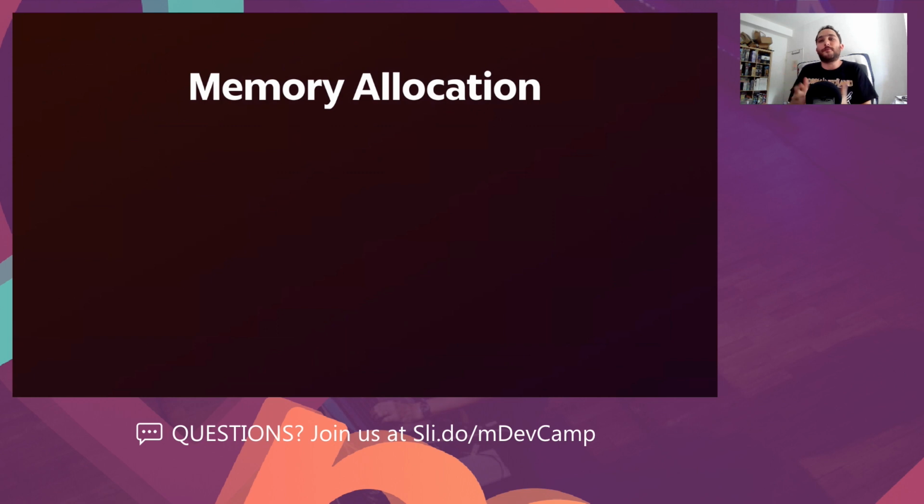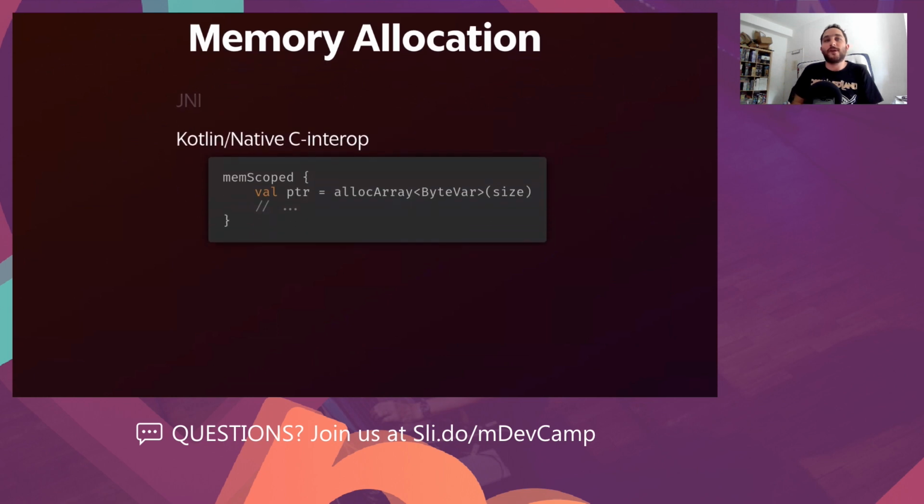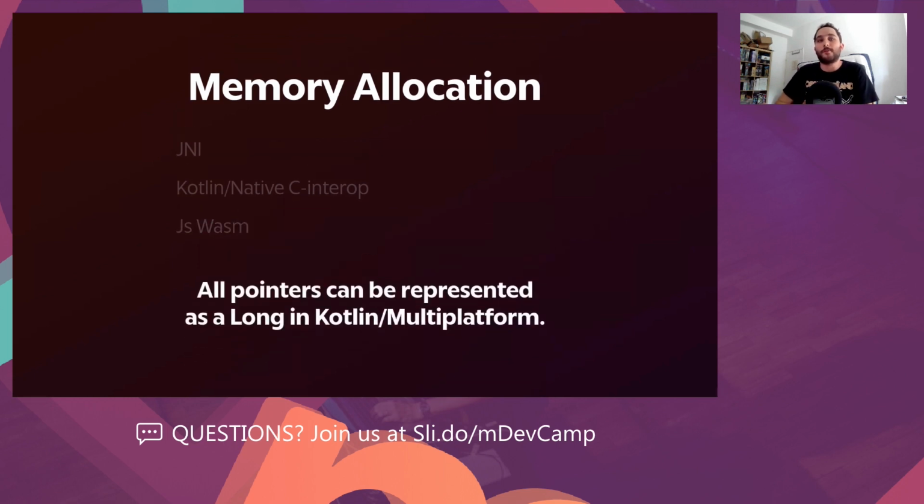Memory allocation is another problem. You do that on the JNI by using in C malloc and free. You do that on Kotlin Native by using memScope and allocating memory. You do that on JS, on WebAssembly, when using malloc and free. So you need to be very aware of your own memory allocation, and as soon as you're targeting native code, you can very easily have memory leaks. So you need to be very aware of your memory allocations, and you need to manage them. Know that all pointers can be represented as a long in Kotlin Native.